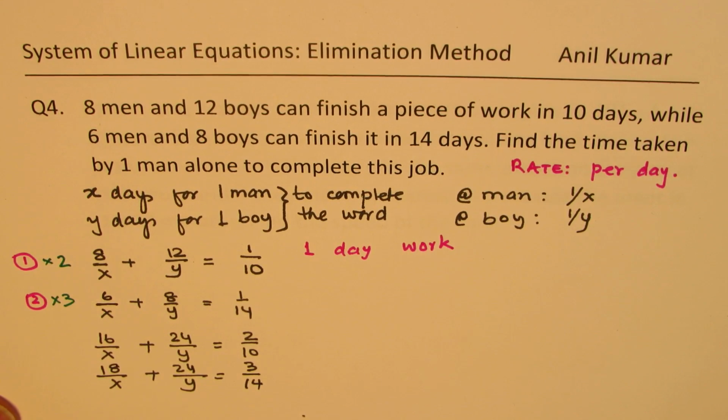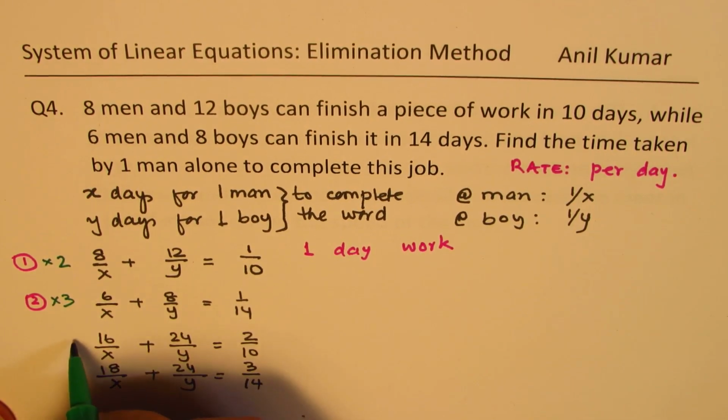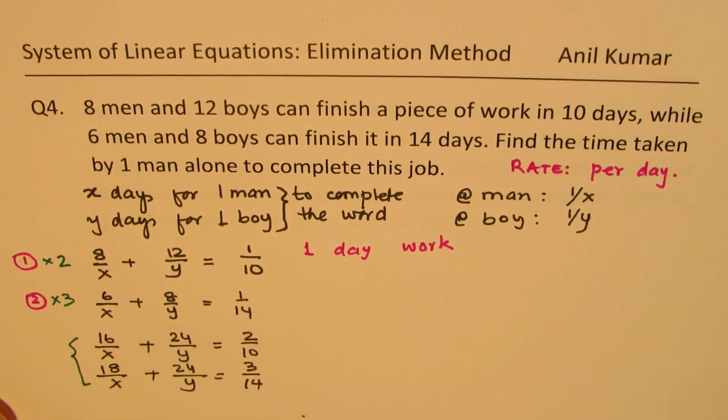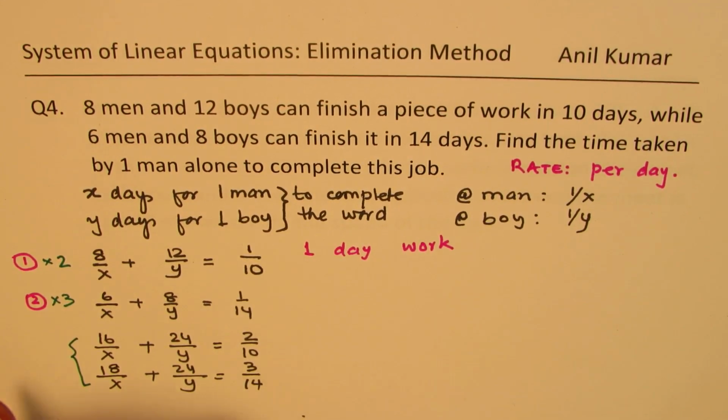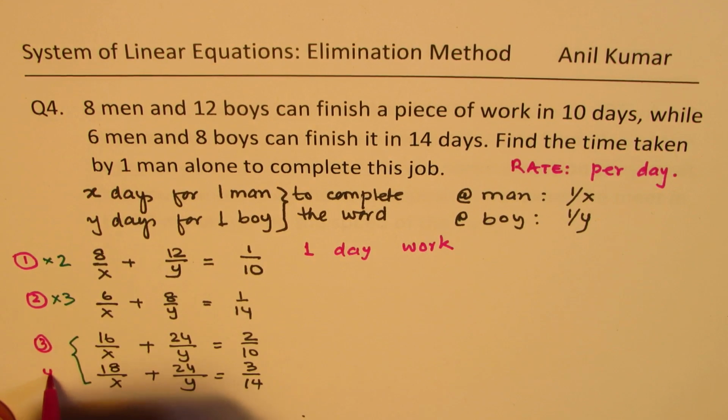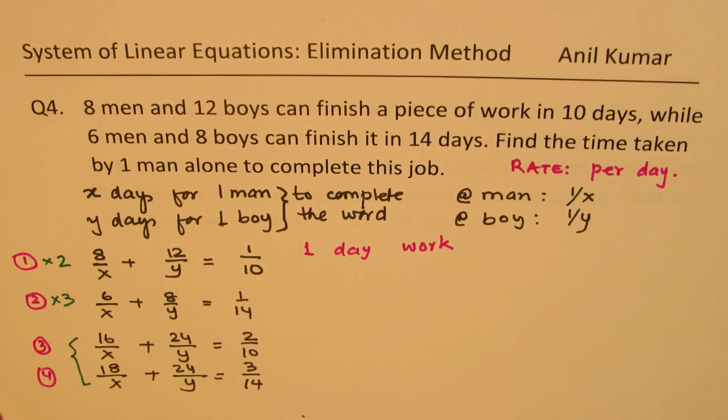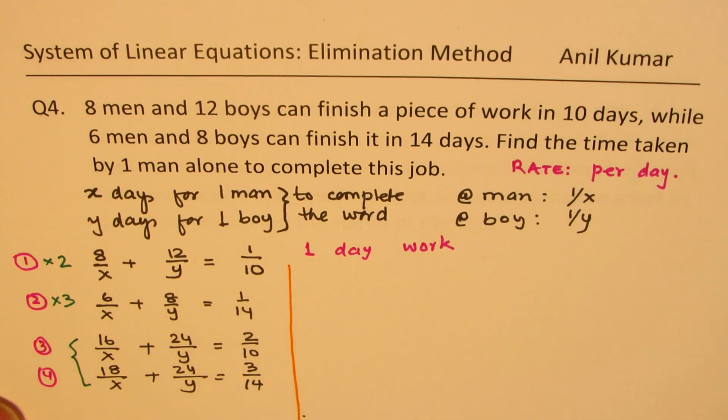Now this is a very critical way of doing it, right? And very important to understand. So we times each equation by different numbers to get the same coefficients for 1 over y. Correct? So we get second set of equations. Let's call them equation number 3 and 4.